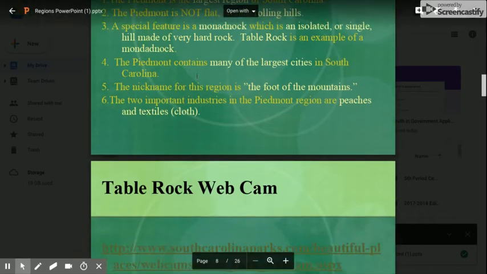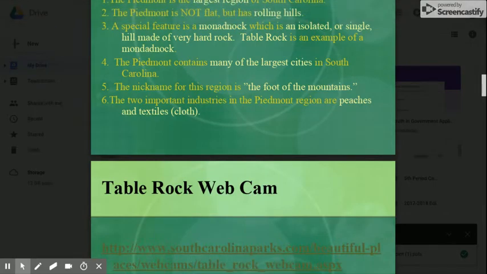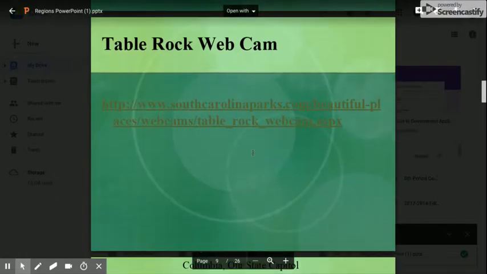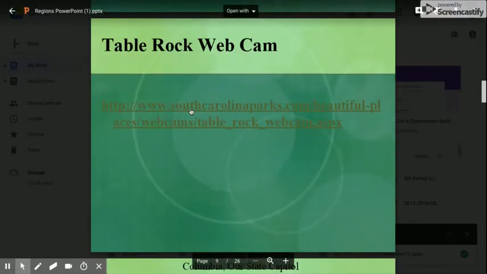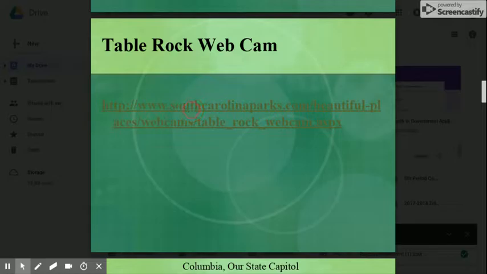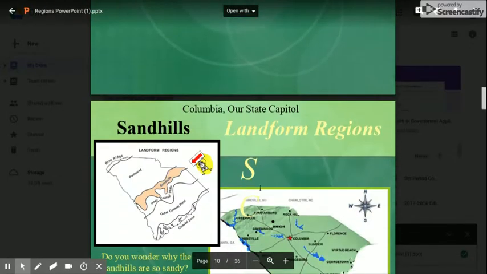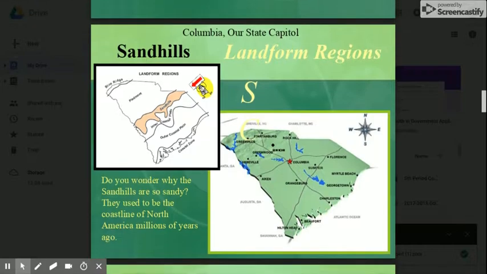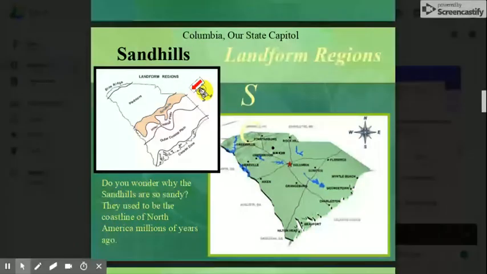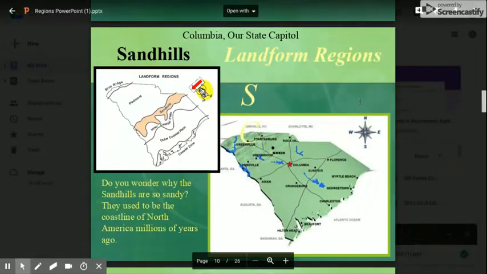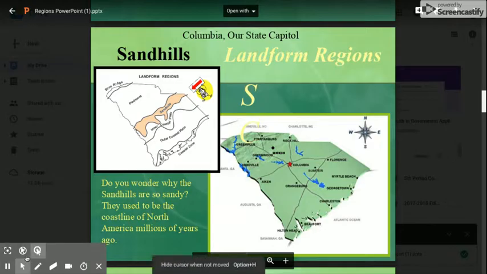We also provide a lot of the beaches and textiles. You can actually go look at this webcam. I'll take you there for a second. You can go look at that on your own time. Sandhills, they are sandy and hilly. They actually used to be the coastline.